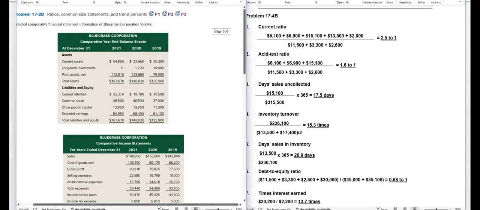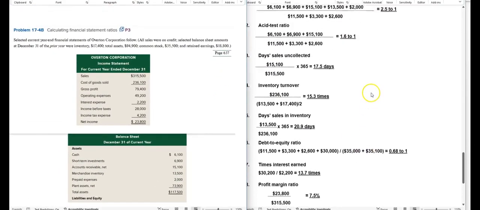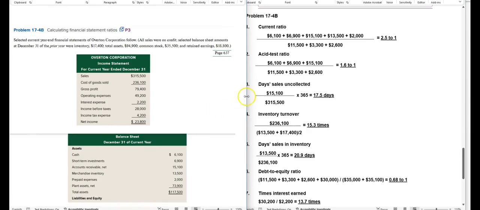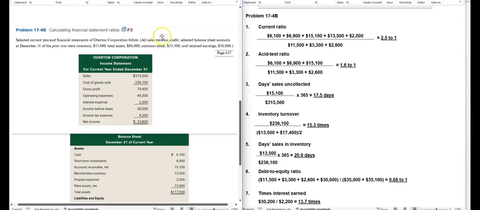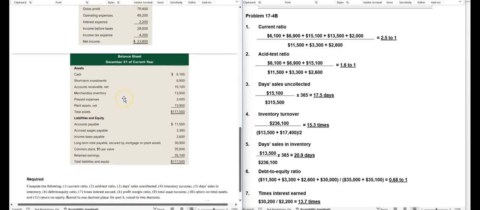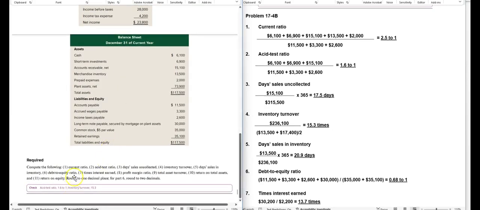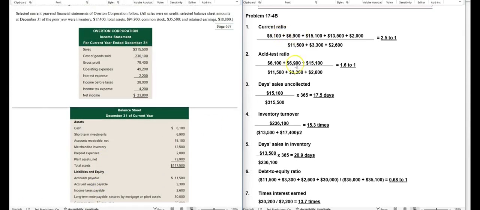All right, so what they've given us here is some information for, actually let me get the right company up here, Overton Company. And we're going to go through some analysis using ratios. They also gave us some additional beginning information about assets, common stock, and retained earnings, which we'll need for some of the ratios. But an income statement and balance sheet for this year, and they're going to ask us to calculate a series of ratios. The first ratio they're asking us to calculate is the current ratio.